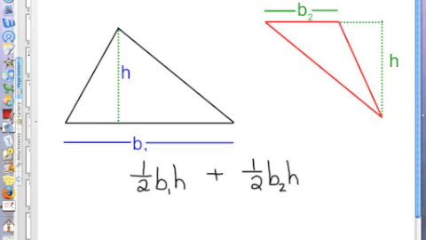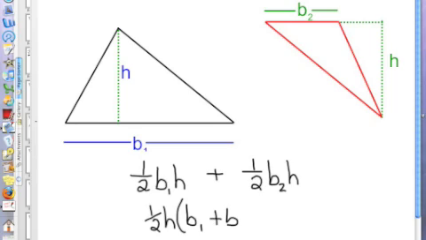Now, this is not the formula yet, but using factoring: if these two terms have a common factor, such as 2x plus 4, we could take out a 2 and be left with 2 times x plus 2. This has 3 factors. Remember, a factor is a number being multiplied. 1/2, B1, and H. This has 3 of them: 1/2, B2, and H. Which factors do they both have? 1/2 and H. So if I factor a 1/2 and an H out of both of those terms, what am I left with?